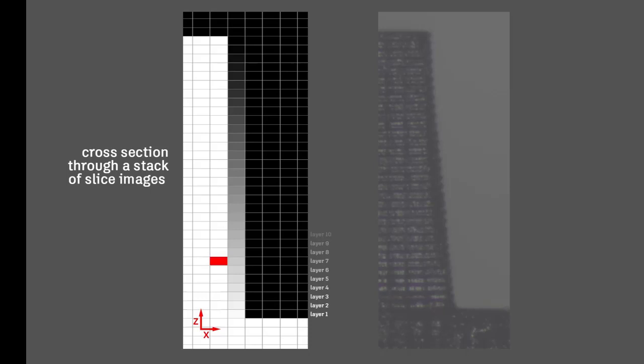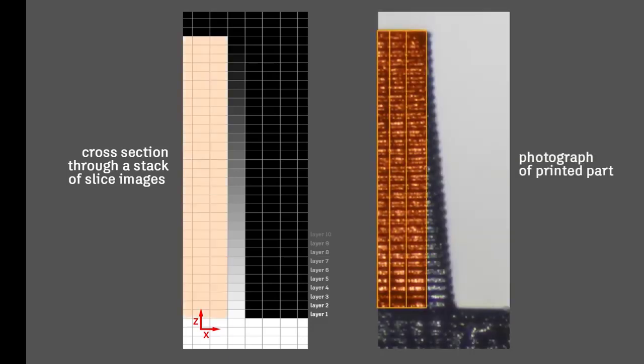Here in the XZ plane is a cross-section through a stack of slice images. Note the voxels are rectangular because the pixels are 50 microns in the X and Y dimensions, but here we've chosen to have 25 micron steps in the Z direction. We've got a vertical pillar of solid white voxels which would form a 90-degree angle with the base.